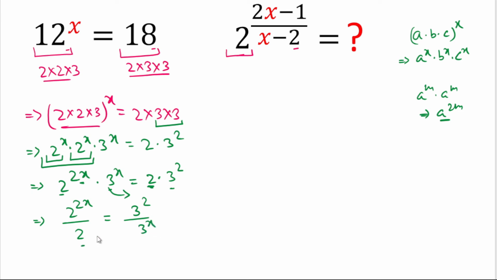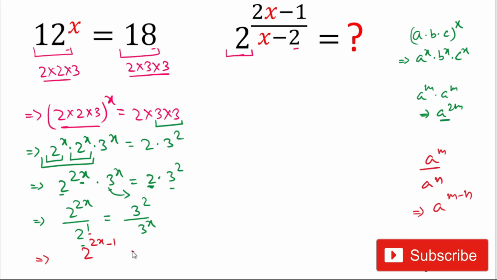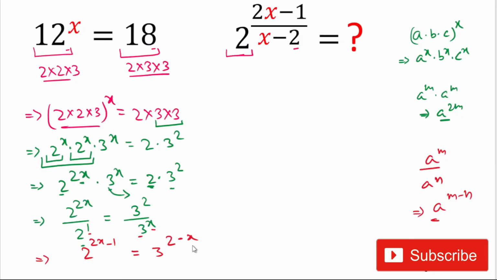Now this 2 value we can write as 2 to the power 1, that will be 2. Our next step, look here: a to the power m divided by a to the power n. Here we have the same base, so we subtract the powers, that is a to the power m minus n. Likewise we'll write 2 to the power 2x, and here the power is 1, so we'll subtract 1, and that is equal to, here the base is 3, and the power is 2 and we'll subtract x. According to this rule we subtract the denominator power, so we have subtracted x.